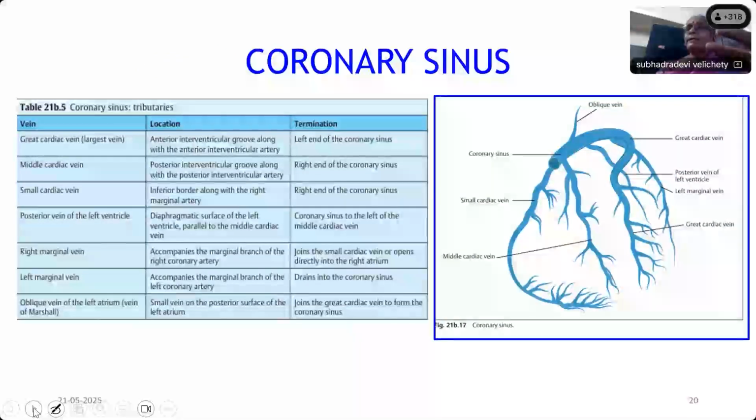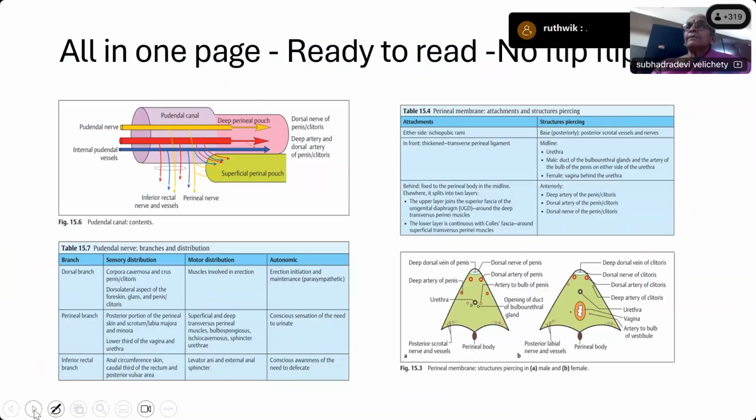Similarly, for the coronary sinus also, plan a diagram, and then what are the veins, what is the location and termination, what are the tributaries, I am mentioning in the table. So that will help you understand better and reproduce also in the examination. Same thing you have to plan for right coronary artery separately, left coronary artery separately. So if they ask the circulation, coronary arteries, you can combine both and write. Then here you can see all in one page, ready to read. Okay, no question of flipping the pages. So put them all in one page if it is there. Then you can do it.